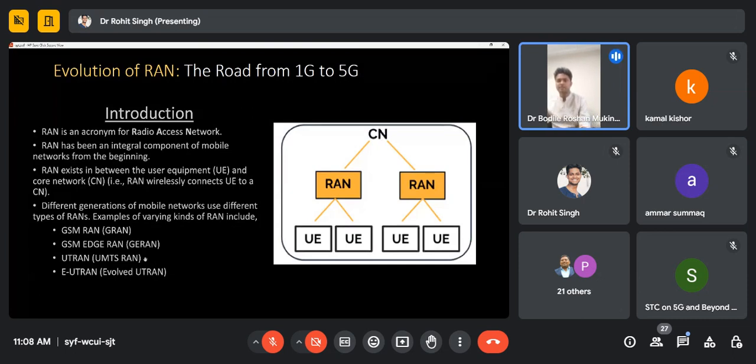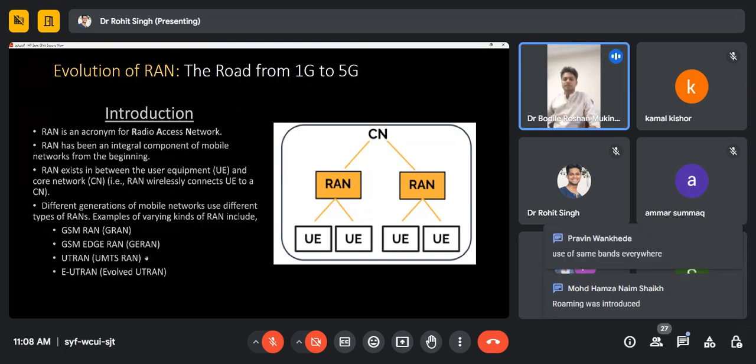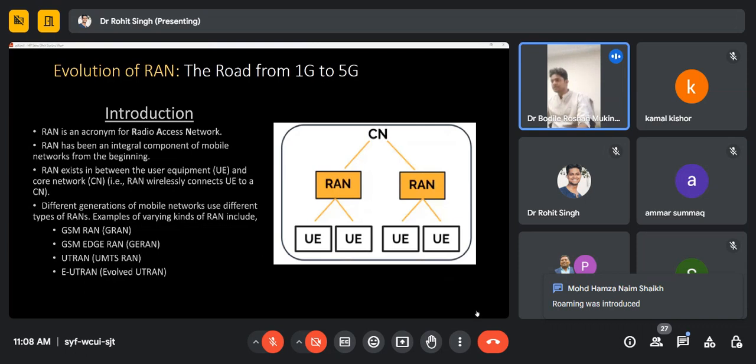So can anyone tell why we are referring to this third generation network as a universal terrestrial radio access network? Any idea? Okay, so let me answer this question. Universal terrestrial radio access network, third generation network. Okay, we are having some answers here.